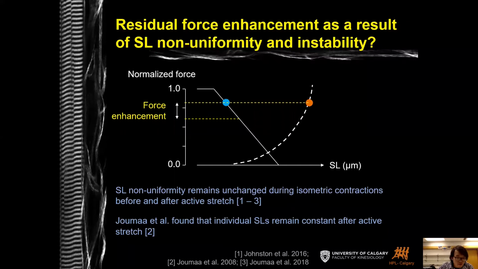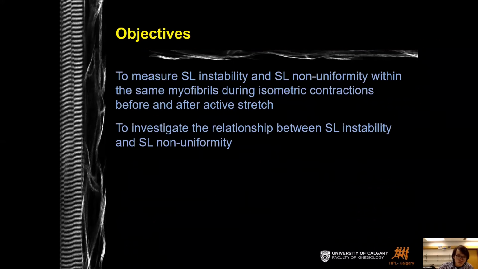According to this theory, sarcomere length will become more non-uniform and unstable upon active stretching. However, previous studies from our group did not find increased sarcomere length non-uniformity nor unstable sarcomeres following active stretch. Despite playing an important role in muscle mechanics, there's a lack of understanding of the intricate relationship between the non-uniformity and instability of sarcomere lengths. Therefore, our goal was to measure sarcomere length instability and sarcomere length non-uniformity within the same myofibrils during isometric contractions before and after active stretch. Such measurement also allows us to investigate the relationship between sarcomere length instability and sarcomere length non-uniformity.